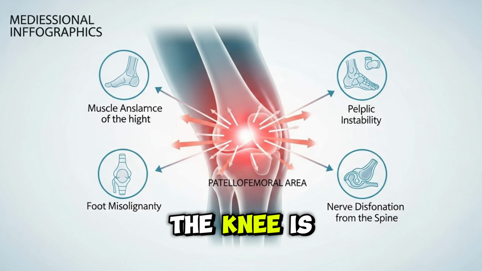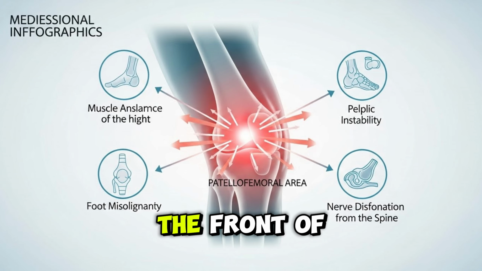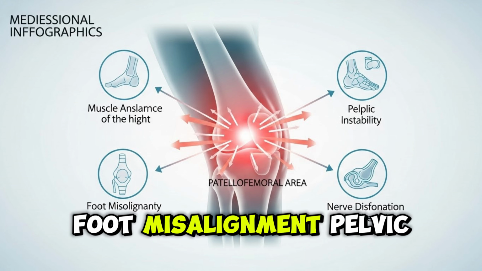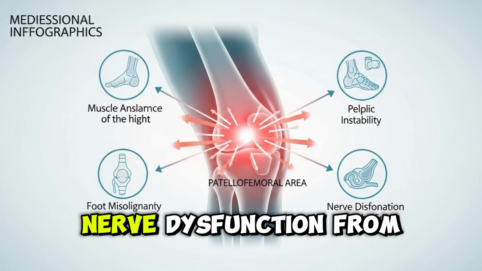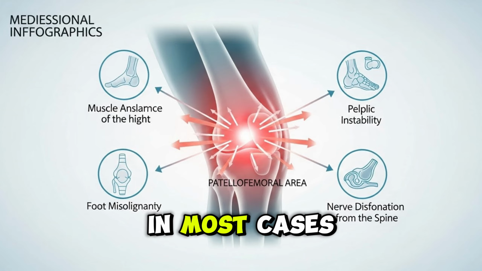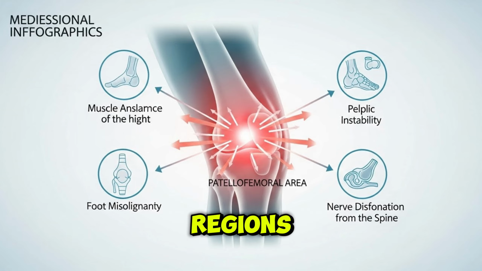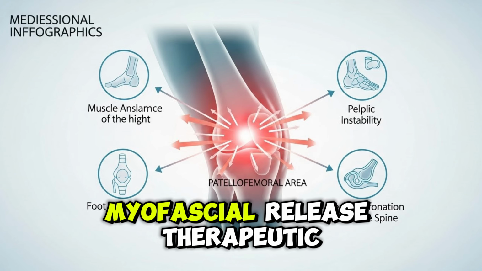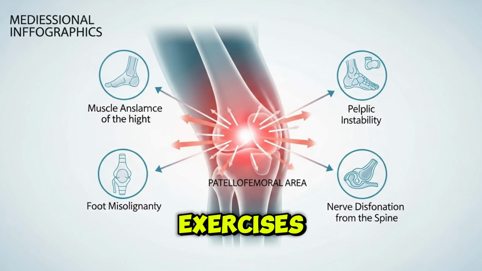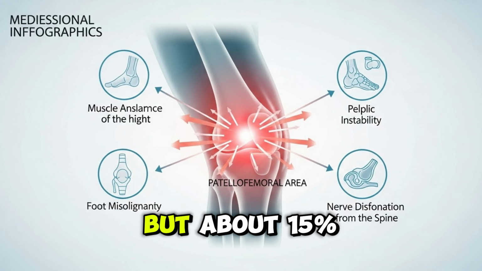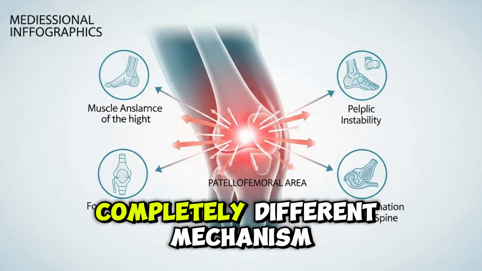3. Why the knee is a collector of problems. The front of the knee accumulates muscle imbalances of the thigh, foot misalignment, pelvic instability, and nerve dysfunction from the spine. In most cases, the solution is restoring balance, strength, and flexibility in all these regions so the leg moves straight without rotations or side shifts. This is why treatment usually includes myofascial release, therapeutic exercises, massage, nerve mobilization, and spine mechanics correction, but about 15% of cases come from a completely different mechanism.